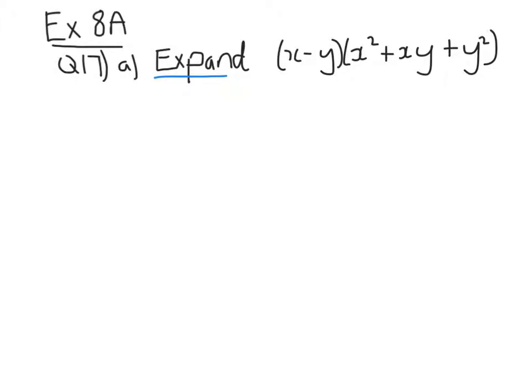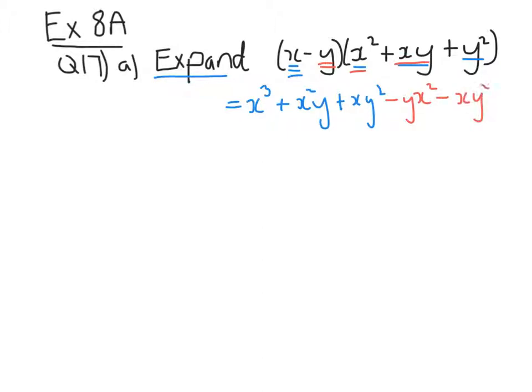So let's see, what we really want to do is say x times x squared, well x times x squared is x cubed. Now x times xy will be x squared y, and x times y squared will be x y squared. Now the next one we're going to do is minus y times x squared, so that'll be minus y times x squared. Minus y times xy will be x y squared, and the last one will be minus y times y squared, which will be minus y cubed.